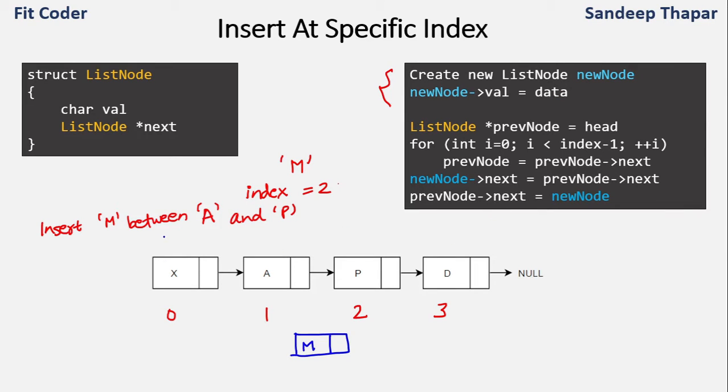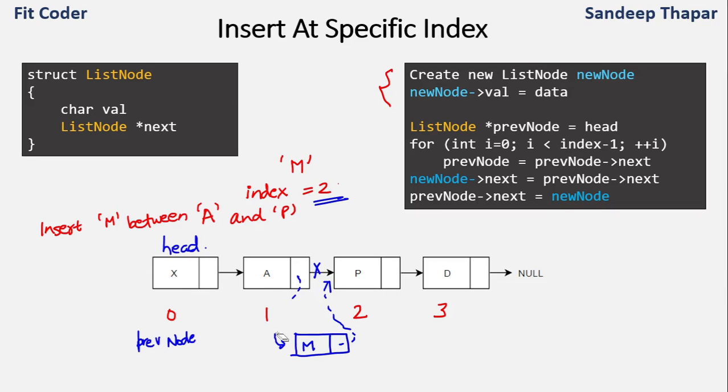So this is head. So we create a variable previous node which is pointed to head. So basically what we want to do here is we want to change the pointer which is pointing to P because we want to insert between A and P. So we want to do something like this, that A will point to M and M will point to P. So we want to basically go to a previous node of this index. So this will be node A, and from A we will point to M, and from M we can point to P. So this is basically what we want to do.